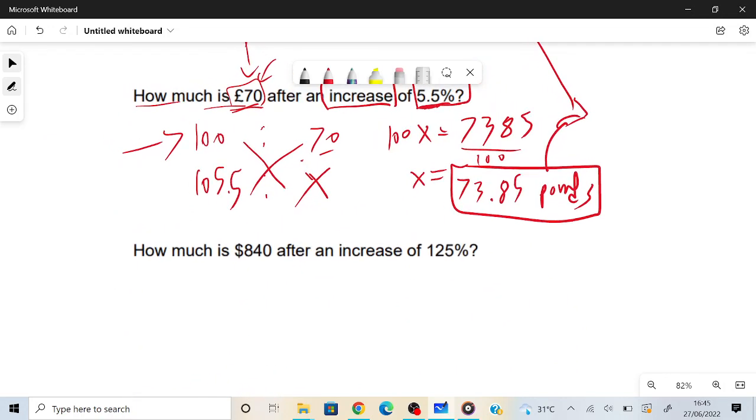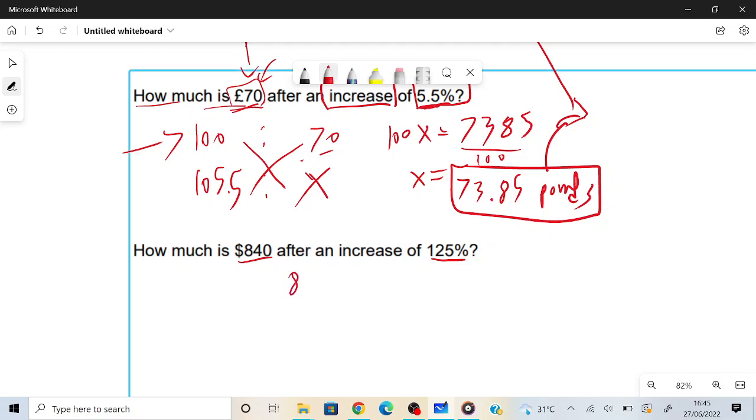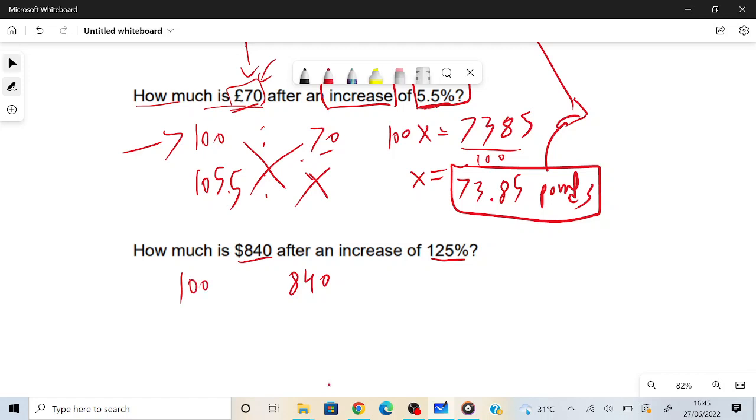It says, how much is $840 after an increase of 125%? So we have 840, and we know that's $840 at 100% with no tampering. Now it said after an increase of 125, and as I said, what I do is I add the amount of increase or decrease to 100. So this would be 100 plus 125, which is 225. And now we're just trying to find the value. How much is $840 after an increase? That's what we're trying to find, x.